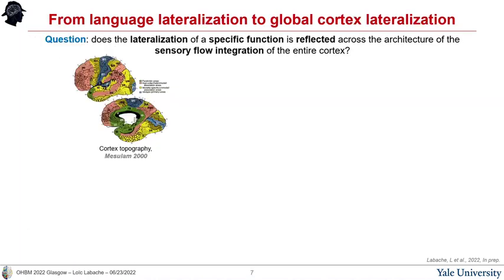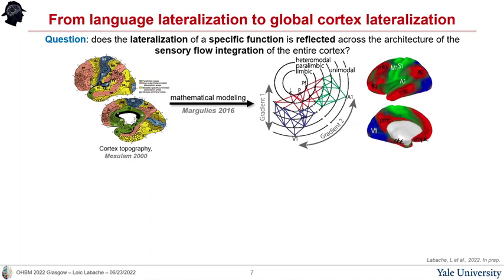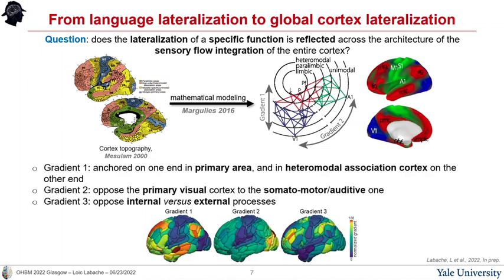So now that we have identified these groups, this group of typical and this group of atypical people, we can ask if the lateralization of a specific function, in our case the language function, is reflected across the architecture of the sensory flow integration of the entire cortex as defined by Mesulam in 1998. To answer this question, we take advantage of the mathematical modeling proposed by Daniel Margulies in 2016. As you may be aware, using a nonlinear PCA we can compute the first 3 gradients of the brain, and find the cortical organization proposed by Mesulam.